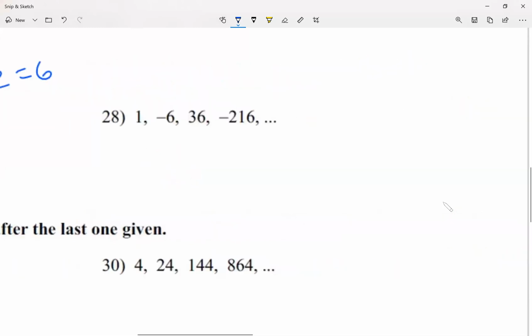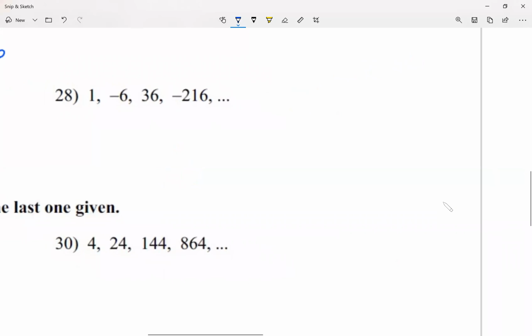Same idea for number 28. Interesting, though, is that my sign, notice it's a positive, then a negative, then a positive, then a negative, positive, negative. That's something pretty interesting, but I'm still going to do a number divided by the previous number. In this case, let me choose 36, divided by a negative 6. I know a positive divided by a negative gives me a negative. 36 divided by 6 gives me 6.